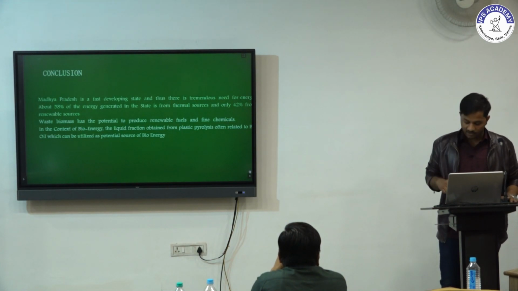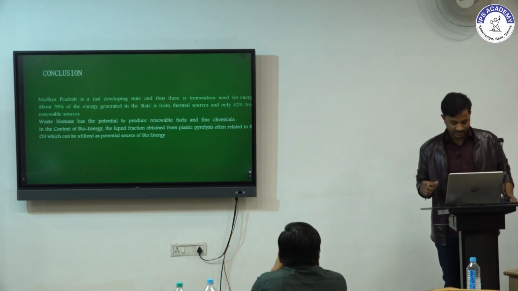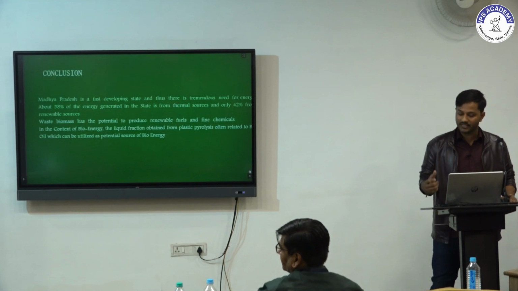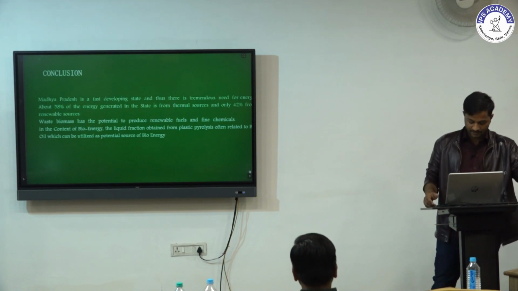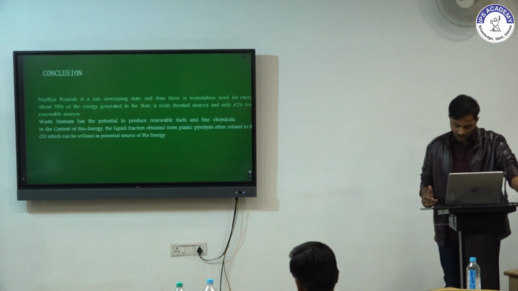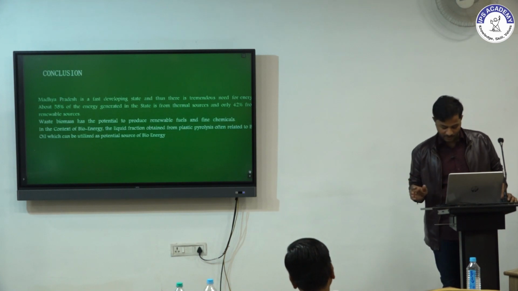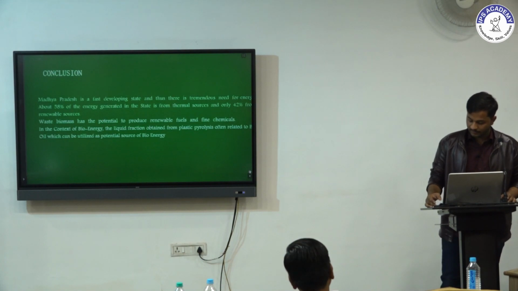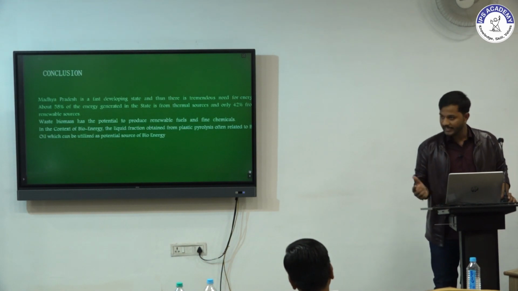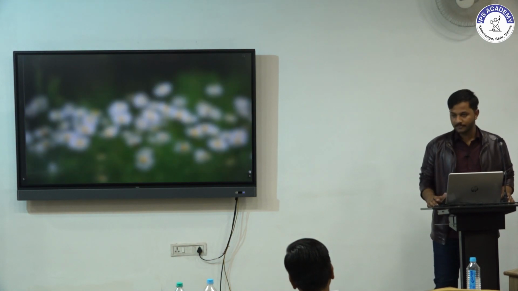Secondly, in the context of bioenergy, the liquid fraction obtained from plastic pyrolysis, often referred to as pyrolysis oil or bio-oil, can be utilized as a potential source of bioenergy. The bio-oil can be further processed and refined to generate heat, electricity or biofuels. So the connection lies in the transformation of plastic waste through pyrolysis, leading to the production of bioenergy in the form of bio-oil. So this is how I related my study from bio to plastic to fuel, that is energy. Thank you everyone.